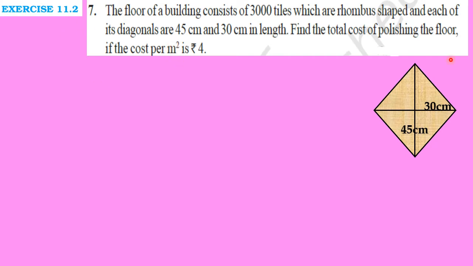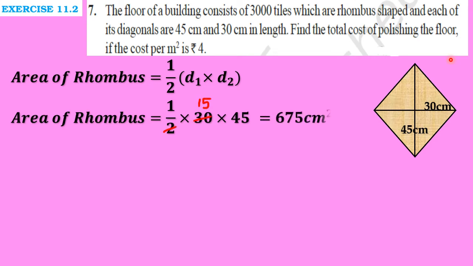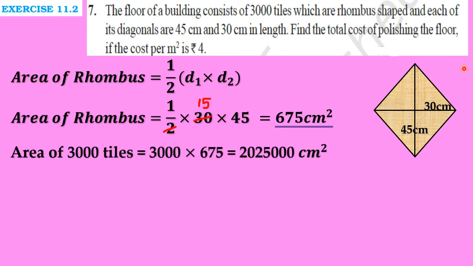So first let us find the area of one tile. So half D1 D2, both the diagonals are given. So the area is equal to 675 centimeter square. This is the area of one rhombus. So what will be the area of 3000 tiles? One tile area is this, so for 3000 tiles, their area will be into 3000. So this much big centimeter square you will get: 2025000 centimeter square.